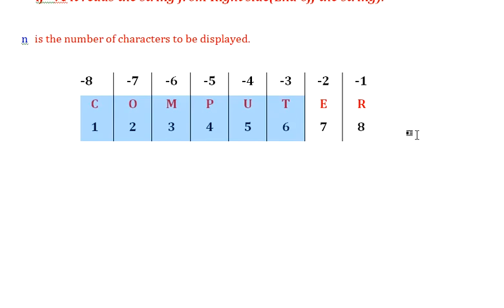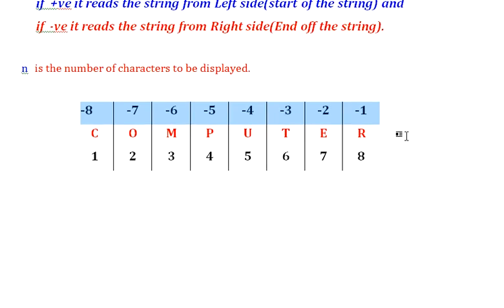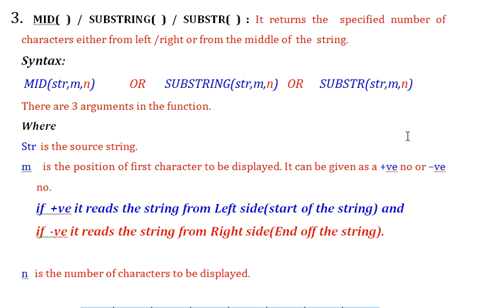But if you want to read the string from the rightmost side, from right to left, then the index positions are given in a negative fashion. The last character is at -1, prior to that it is at -2, then -3, and so on till the first character. This is how the index positioning is given on your string when you are using the MID, substring, or substr function.